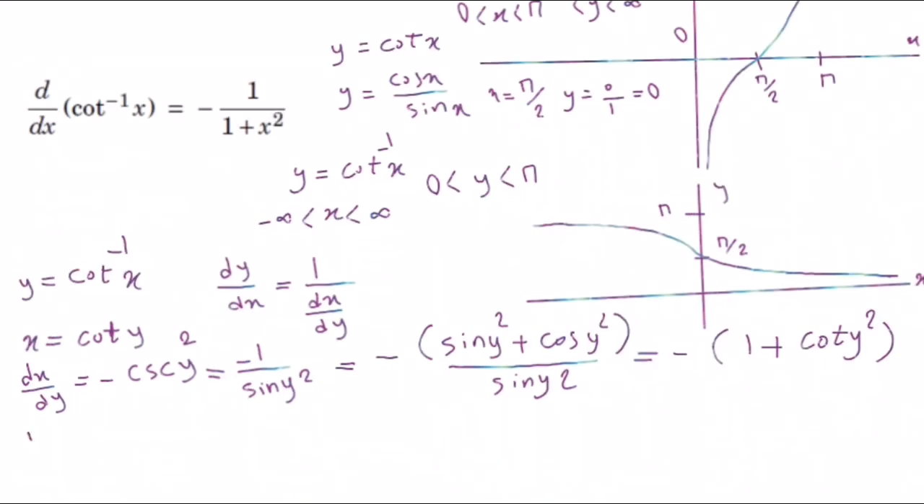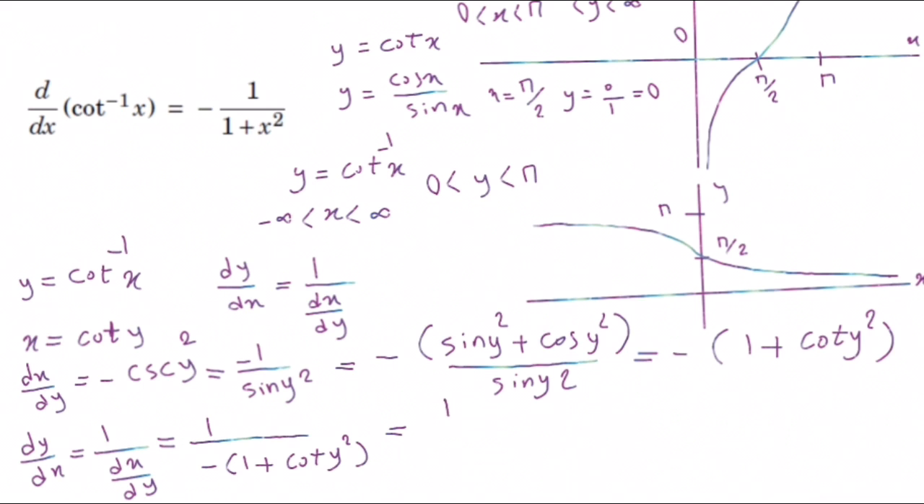And we know that the derivative of y with respect to x equals 1 over the derivative of x with respect to y, which equals 1 over negative 1 plus cotangent y squared, which equals 1 over negative 1 plus, cotangent y equals x, so x squared, and the final result is negative 1 over 1 plus x squared.